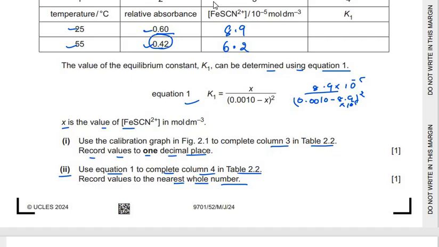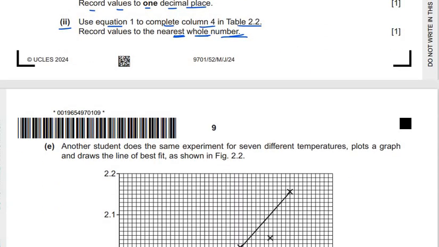Then let's calculate the K1 value. So we have 107 and 70. That was the value, and as we are told to write the value to the nearest whole number, that's how we have written 107 and 70. Let's see what the next part of the question is.